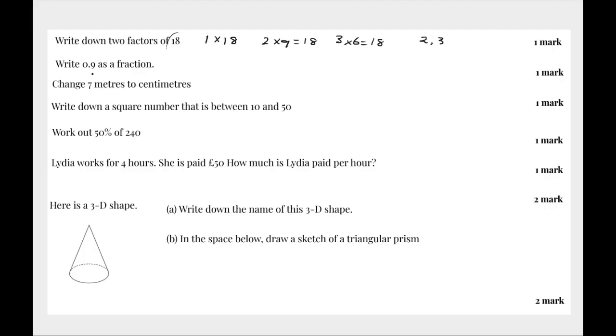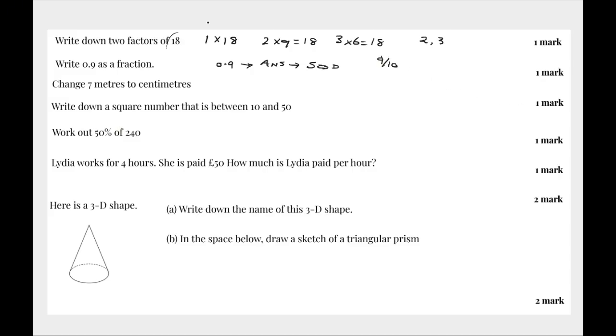Next one, write 0.9 as a fraction. So you can put that in your calculator and just put 0.9 into your calculator. Answer, whatever your calculator answer button is, and then go S to D button, and that will give you 9/10.